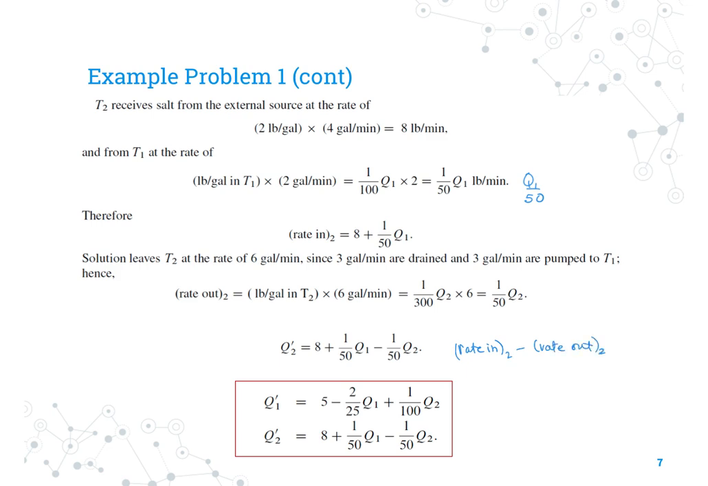If we summarize this in a table, we have Q1 prime equals 5 minus 2 over 25 times Q1 plus 1 over 100 Q2. And Q2 prime equals 8 plus 1 over 50 Q1 minus 1 over 50 Q2. Notice that we now have a system of 2 differential equations. They're both first order, and both of them rely on both Q1 and Q2. So this is a prime example of how a system of differential equations may come about in a very physical way.